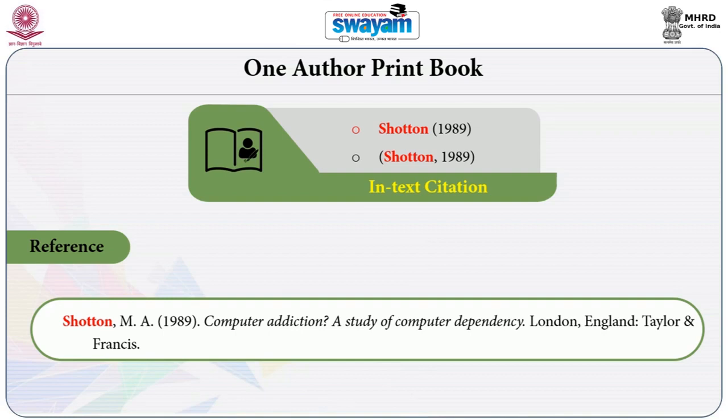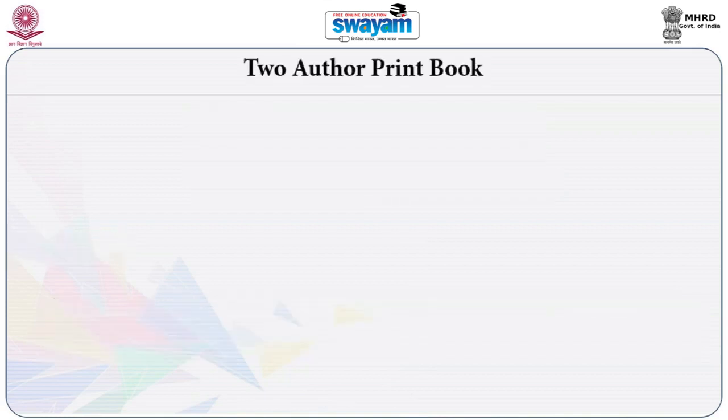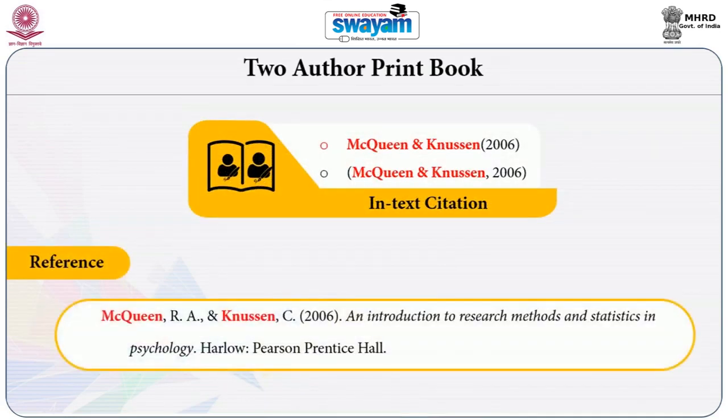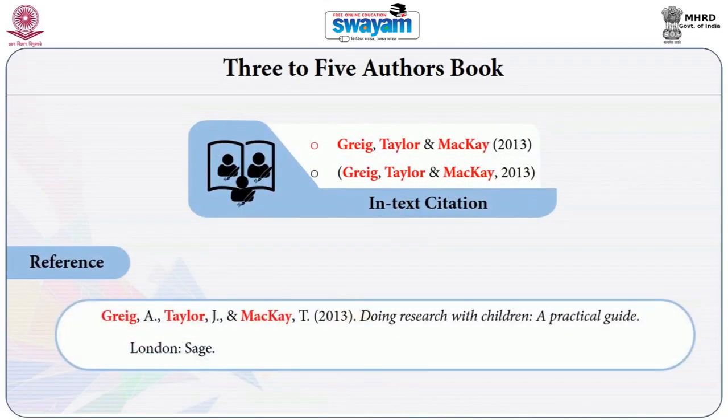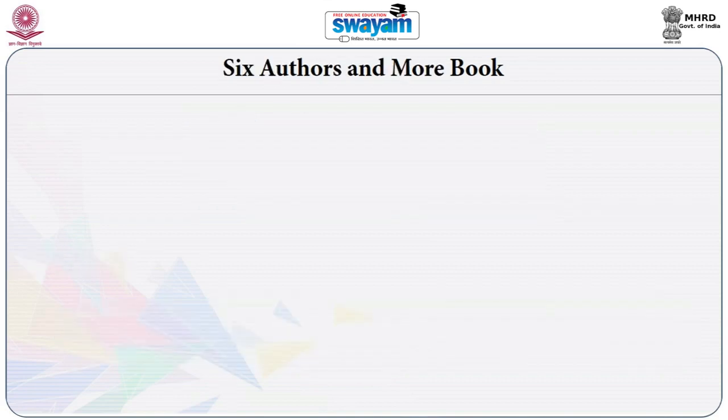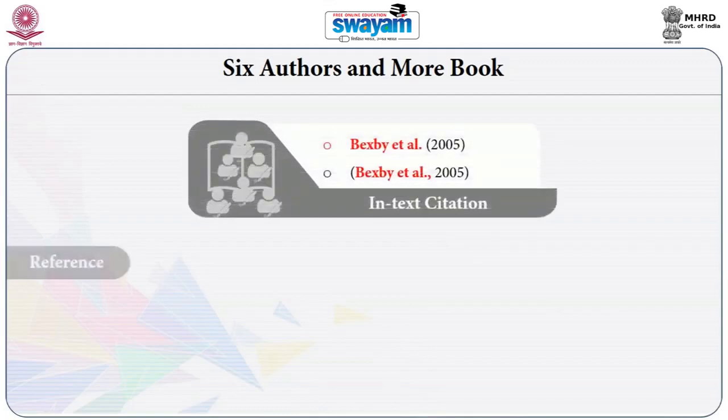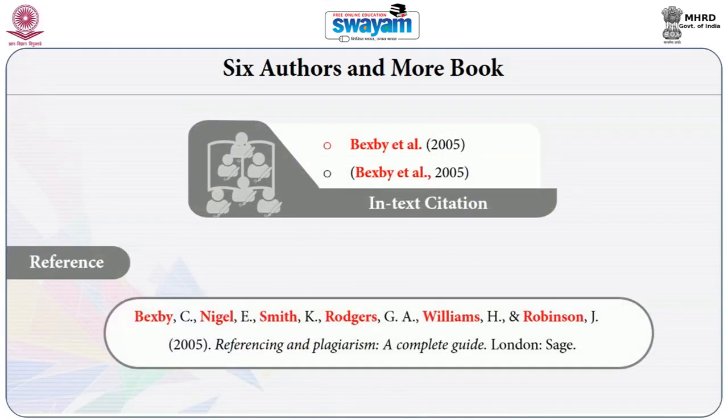The reference includes author's last name first, followed with initial of the first name, period, and initial of the middle name if any, followed by a period. The year of publication is again followed by a period. Full title in italics, colon, subtitle also in italics. Please note the first letter is a capital and rest of the words in small case is followed by a period. Place of publication, colon, publisher's name, period. We use ampersand between two authors or more as shown in the example on screen for in-text citation.